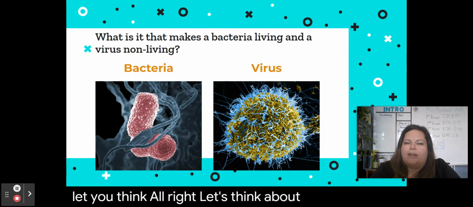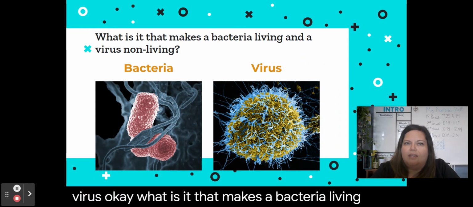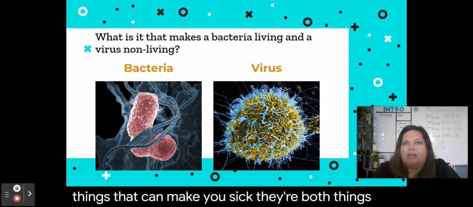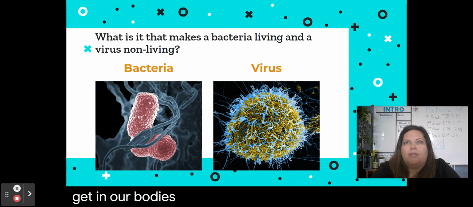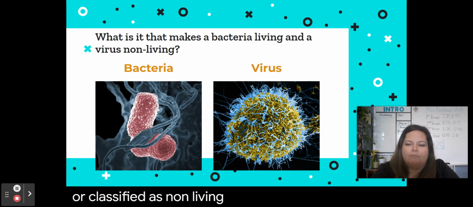Let's think about bacteria and virus, okay? What is it that makes a bacteria living and a virus non-living? They're both microscopic. They're both things that can make you sick. They're both things that get in our bodies. They travel different ways, so they're very similar in a lot of ways. But viruses are considered or classified as non-living.